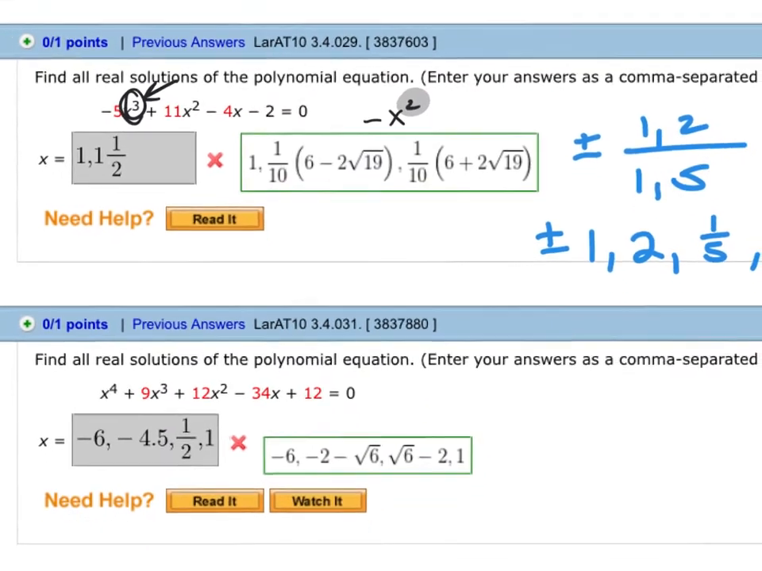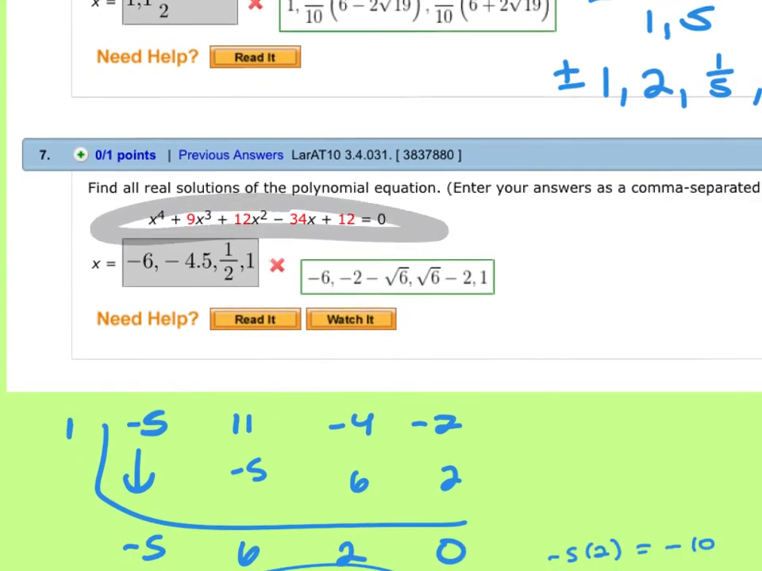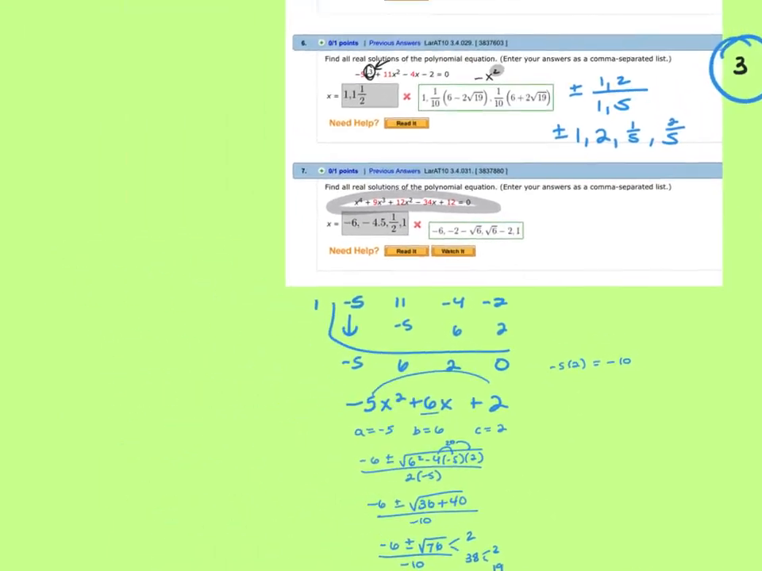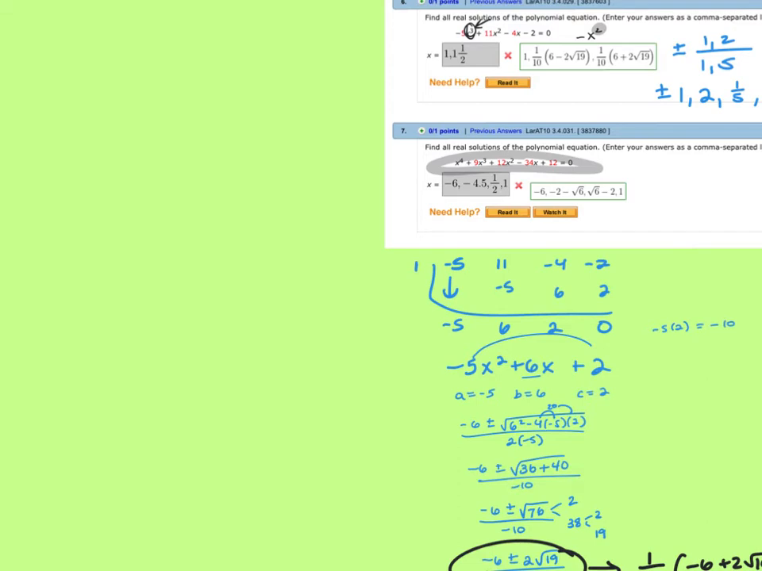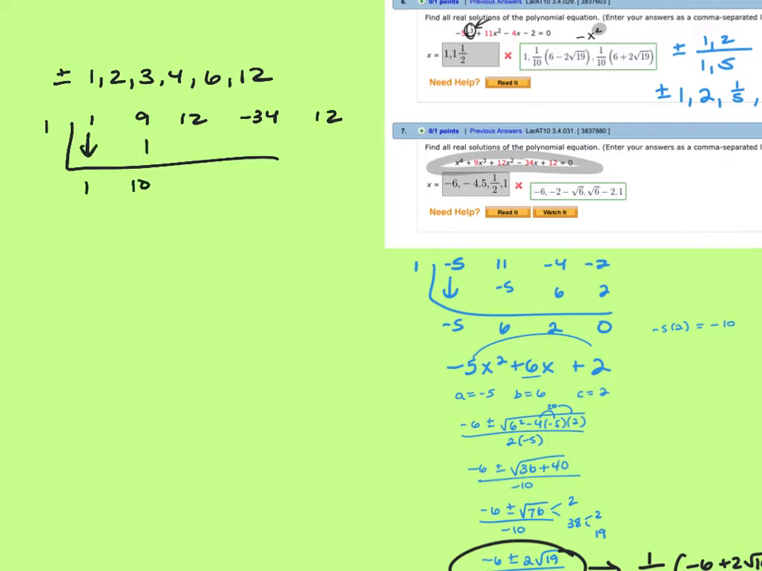Okay, but if it was like to the 4th? Which is this one, right? Like 7. Yeah, so let's do that one. So you got the -6. Well, it would be plus and minus 1, 2, 3, 4, 6, and 12, because the leading coefficient's 1, right? So let's just say you got the -6, which probably not. Probably you got the 1. I would say most people probably got the 1 first. 1, 9, 12, -34, and 12. 1, 1, 10, 10, 22, 22, -12, -12, 0.